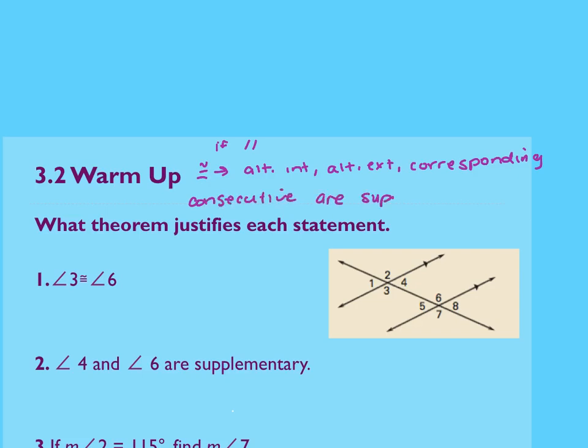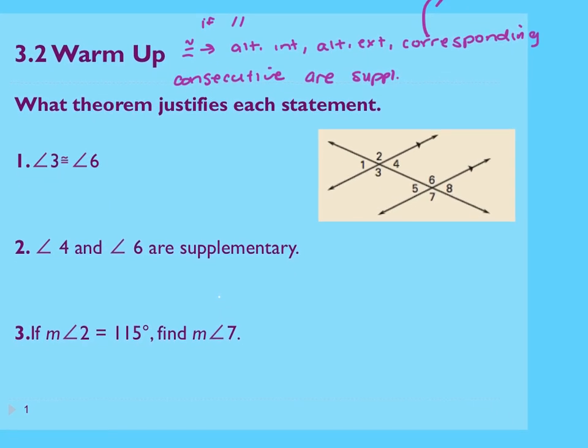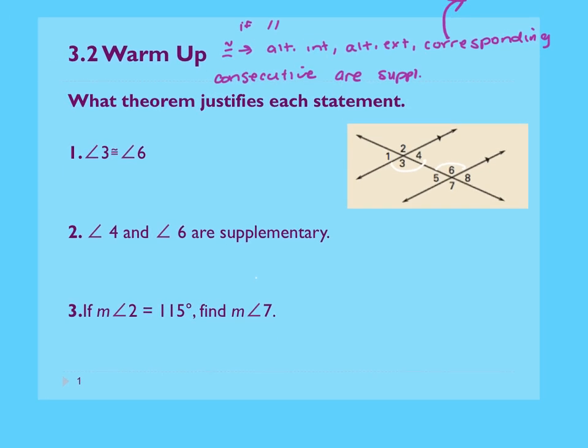So those are all the theorems and postulates we learned yesterday. They are all theorems with the exception of which one? Corresponding is the postulate, right? Okay. So this one says what theorem justifies each statement. You're looking at the first one, 3 and 6. What's the relationship between 3 and 6? Good. Alternate interior angles theorem.